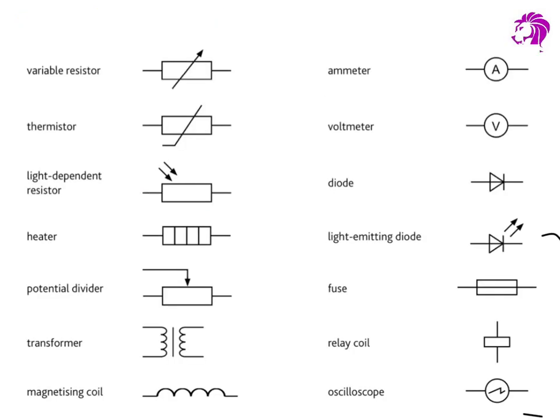Then you have a variable resistor like this, a thermistor, just see the difference between the two. A light dependent resistor, see it's the same fixed resistor but with light shining on it. Then you have a heater, a potential divider, a transformer, this is a magnetizing coil, you have an ammeter, voltmeter, diode, LED, light emitting diode, fuse, relay coil, oscilloscope. These are some of the circuit symbols.